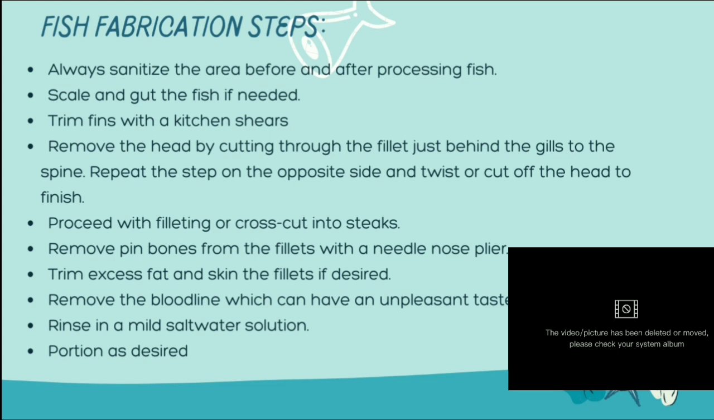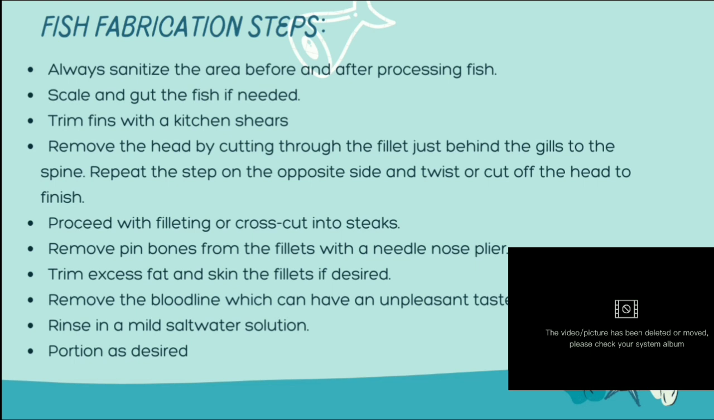Number 4, remove the head by cutting through the fillet just behind the gills to the spine. Repeat this step on the opposite side and twist or cut off the head to finish off. Number 5, proceed with filleting or cross-cut into steaks. A steak is a crosswise cut made perpendicular to the spine, generally made from larger fish such as salmon, tuna, swordfish, and mahi-mahi. With a steak cut, the vertebrae, skin, and bones are left intact.